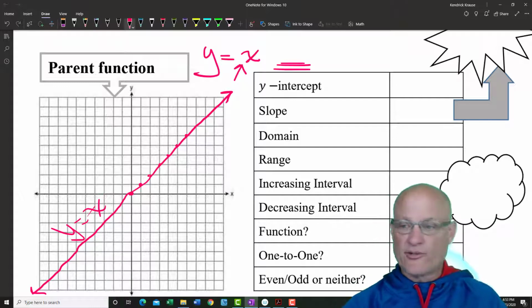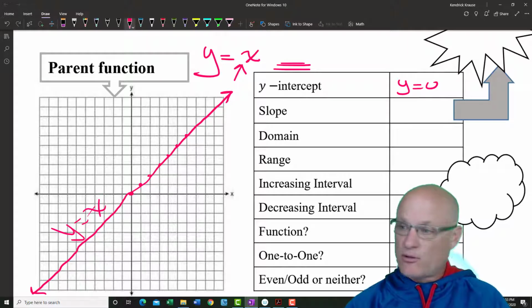No transformations on it. So what's the y-intercept? The y-intercept is y equals 0.